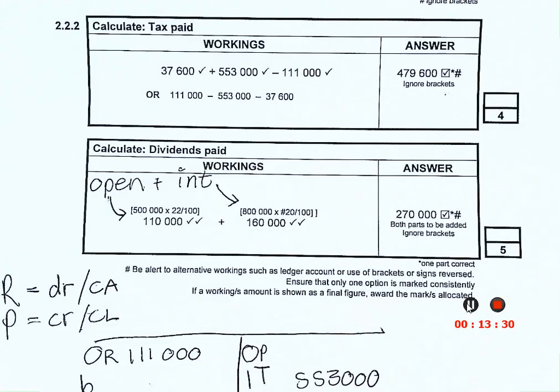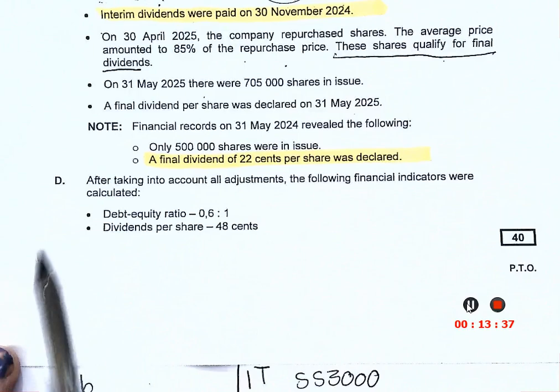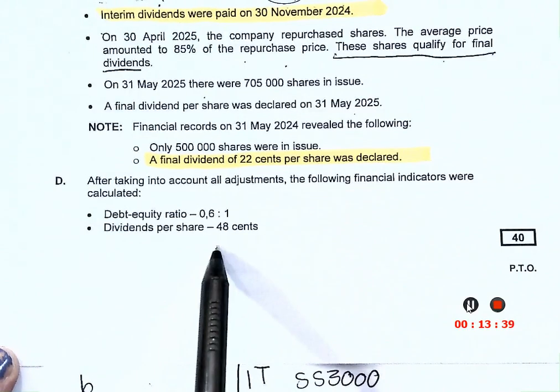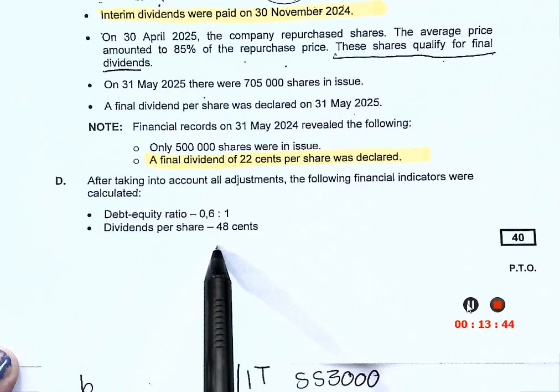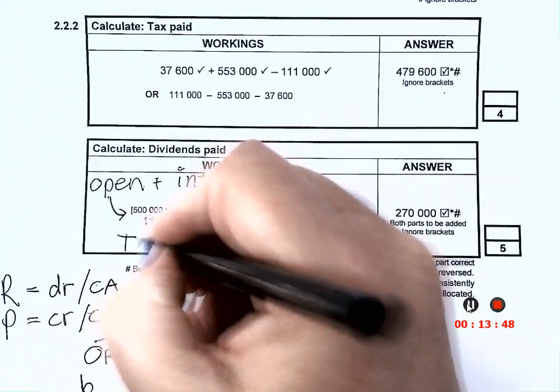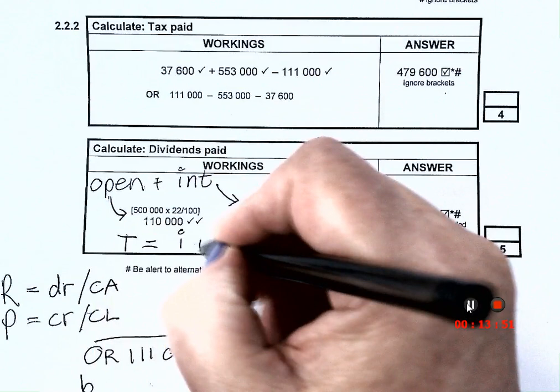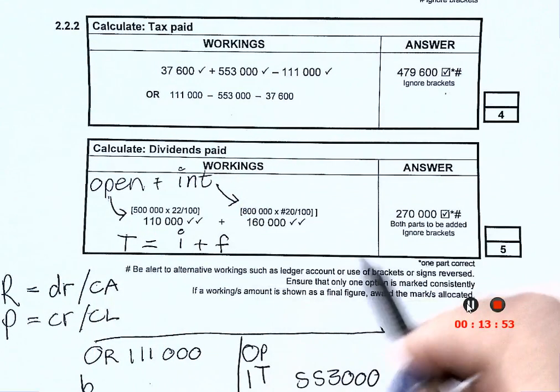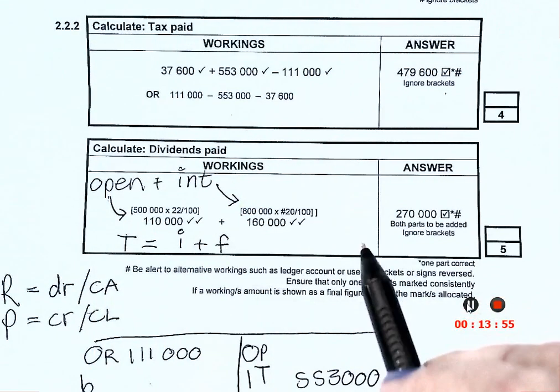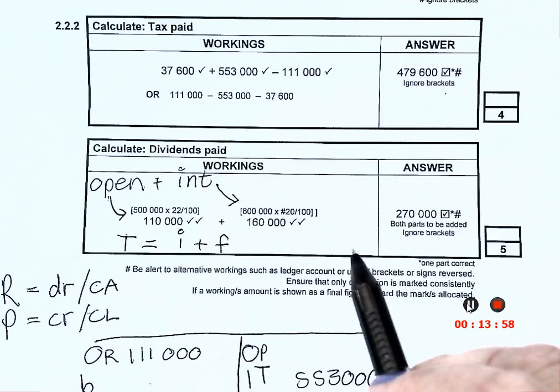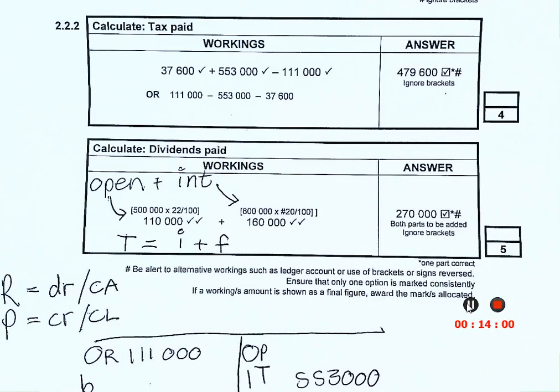So where did I get that 20 cents? Anybody? Oh, there. If you look at number D, the dividends per share is 48 cents. Right? So 48 cents, so I've got a total dividend equal interim plus final. So the interim I don't know. The final is, they also don't give me the final. But I can calculate the final, can't I?